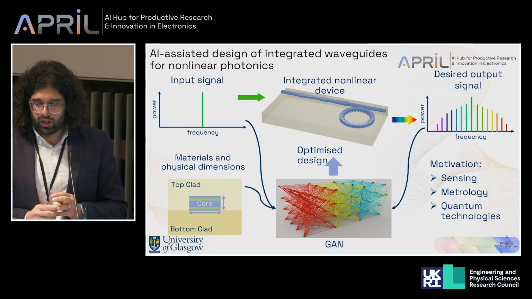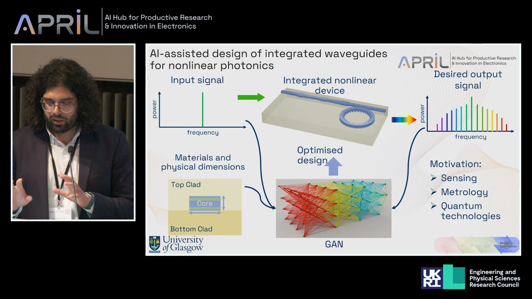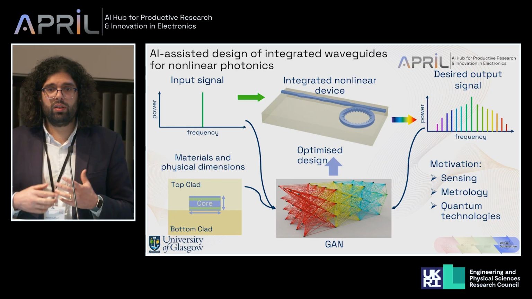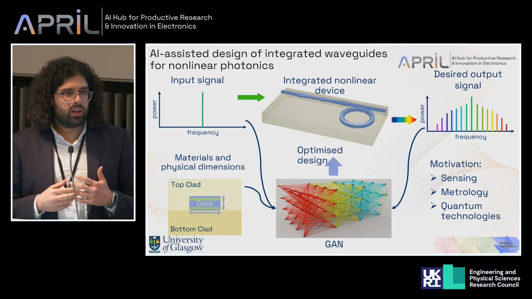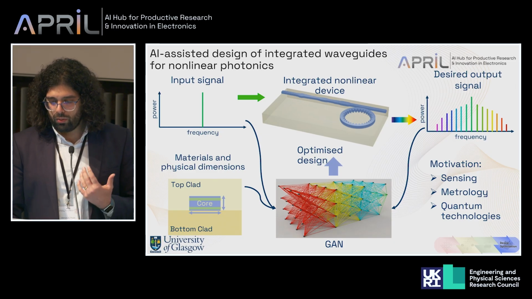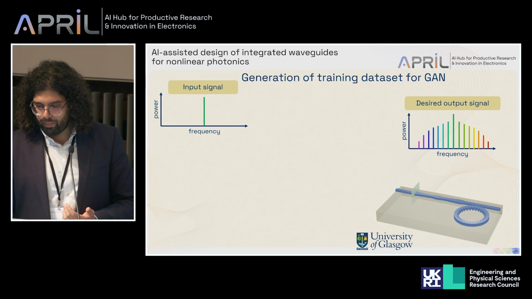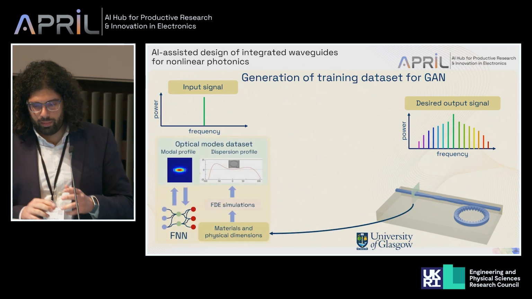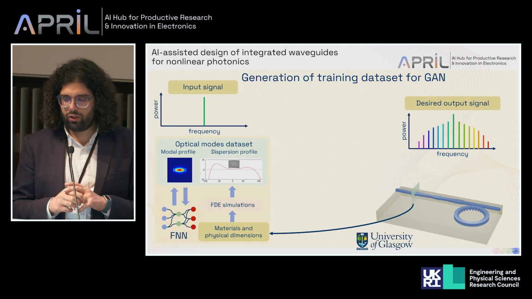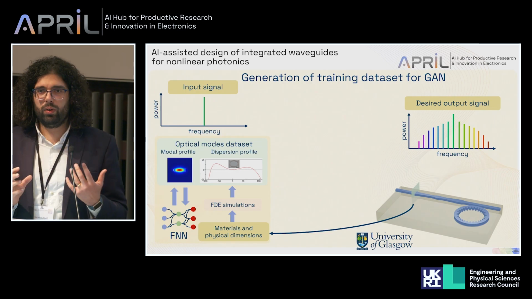So this is our goal, but this is not the only way we plan to use neural networks, because the amount of data we need to train this generative network is quite large, and that can be quite time-consuming and also computationally demanding. So in order to get some help with that, we're also going to use forward neural networks to generate this data. What we've already been doing with simple waveguide structures, like simple cross-sections, is to use a forward neural network to generate all the data for the optical modes.